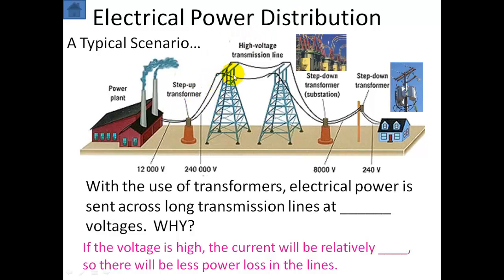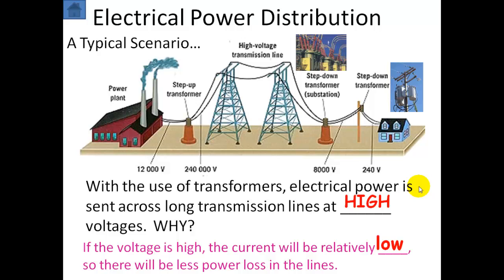So we have 240,000 volts in the high voltage transmission line, but you cannot put 240,000 volts into a house. So then it has to be stepped down again to a step down transformer, and then step down again to a house. And we're going to look at an example of why that is soon. With the use of transformers, electrical power is sent across long transmission lines at high voltages. So it must be sent at high voltages. Why is that?